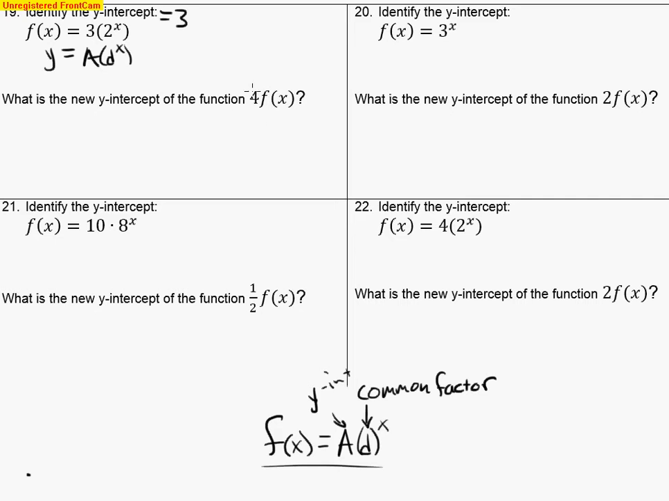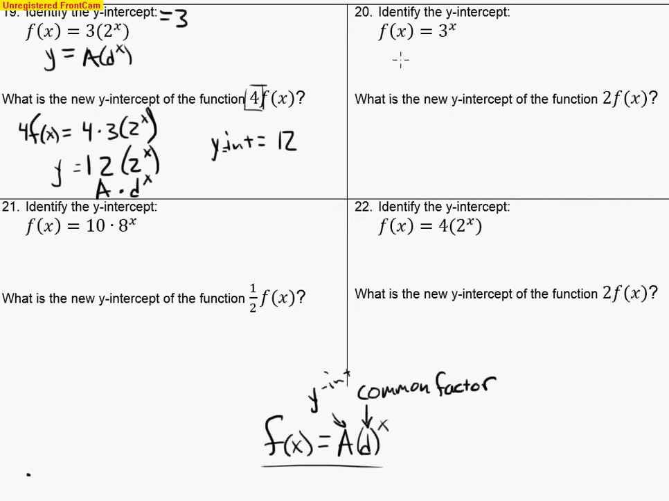But then what happens if I take 4 times that function? Well, what we do there is we say 4 times f of x really equals 4 times whatever f of x was, which is 3, 2 to the x. Well, that's going to be 12, 2 to the x. So again, we're going to see that my a has changed. This is my a, here's my d here. So my new y-intercept has changed to 12.